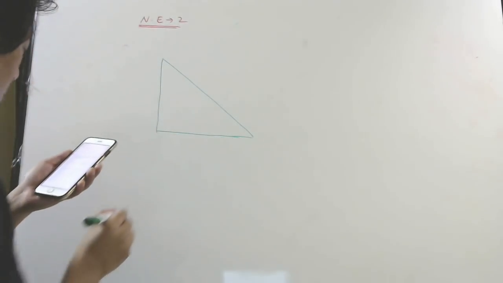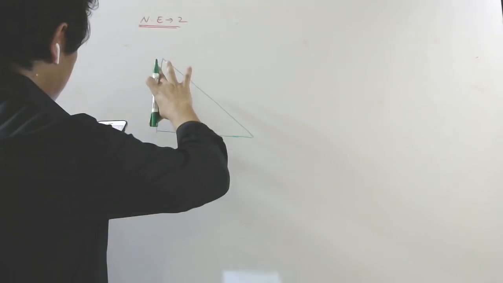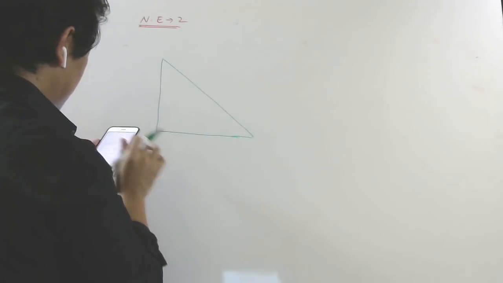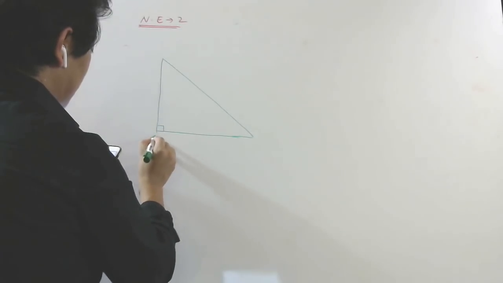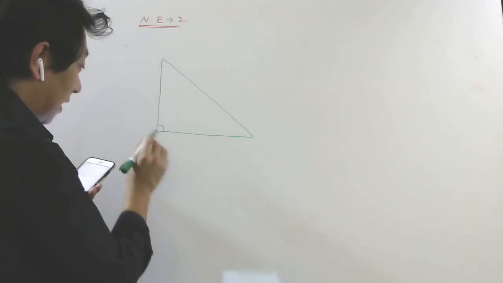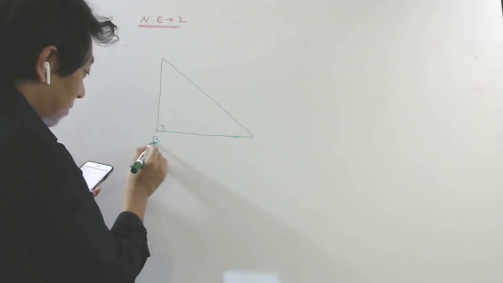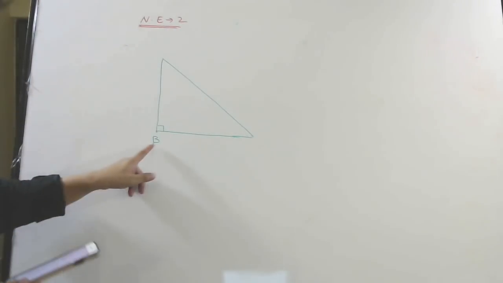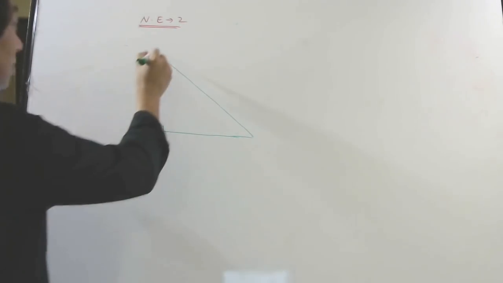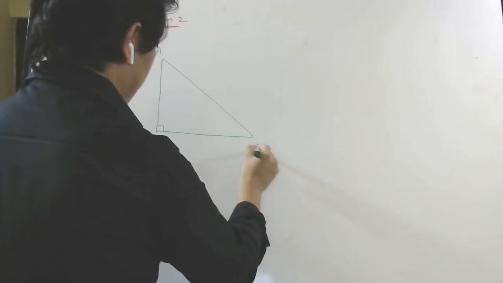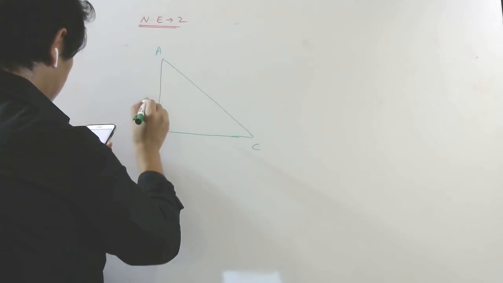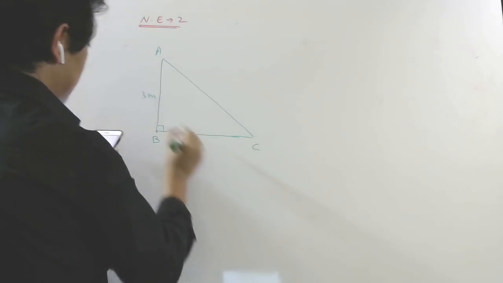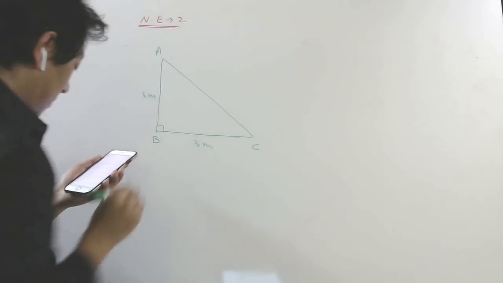How do I know? Because they have said AB is 3 meter, BC is 3 meter, and angle at B is 90 degree. So this is 90 degree, so they are saying angle at B. So this point must be B. Okay, angle at B is 90 degree. And this is A, this is C. This distance is given 3 meter. This distance is also 3 meter.